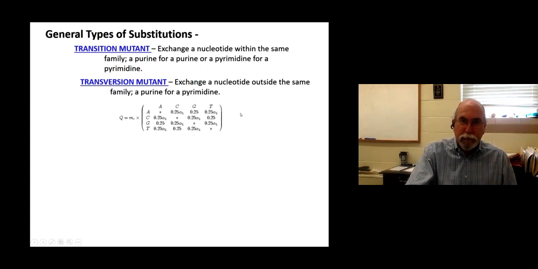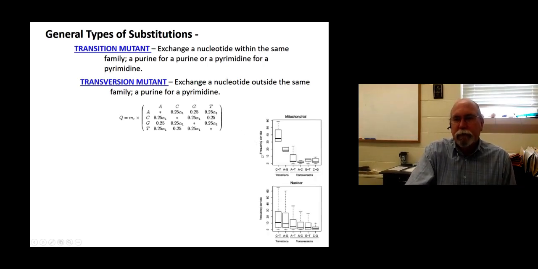If you see a transversion, it's probably a more powerful statement about there being a difference than if you simply see a transition, because you're going to see a lot more transitions. And these occur in very different patterns.